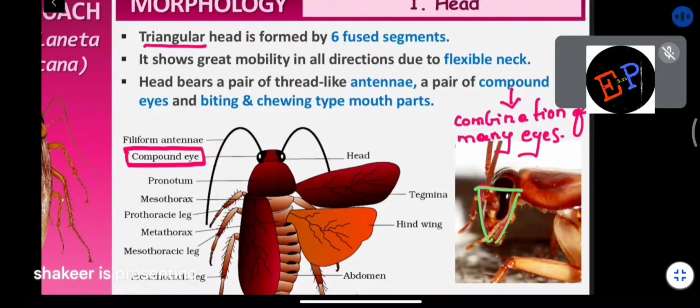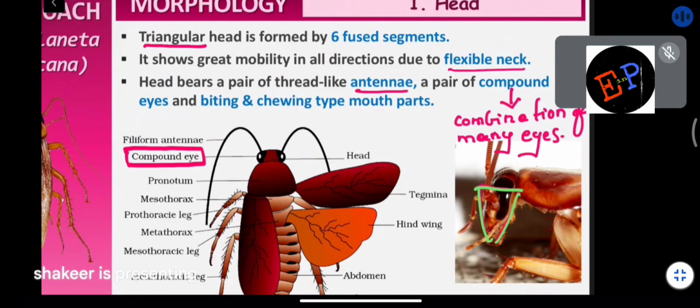The head shows great mobility in all directions due to a flexible neck. What is the type of neck they have? Flexible neck. With the help of that, it can move its head in as many directions and angles as it wants. The head bears a pair of thread-like antennae. In cockroaches you will find 2 antennae, no? And a pair of compound eyes. Compound eyes means a combination of nearly 2000 very small eyes.